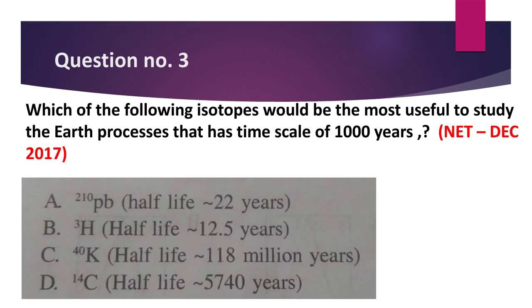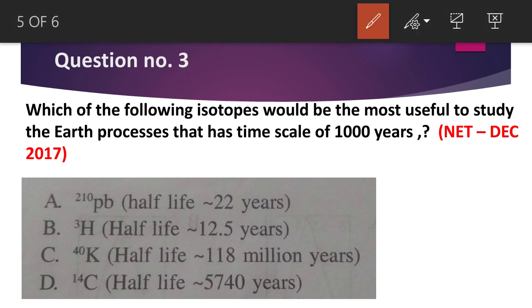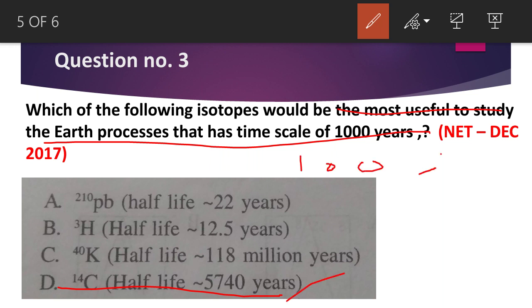Third question is, which of the following isotopes would be the most useful to study the earth processes that have a time scale of 1000 years? As I have already told in the table, carbon has about 5740 years of half-life, and its range I have also told. So you can use carbon from 100 years to 70,000 years. So here option number D will be your right answer.